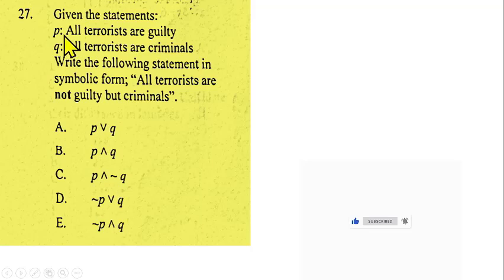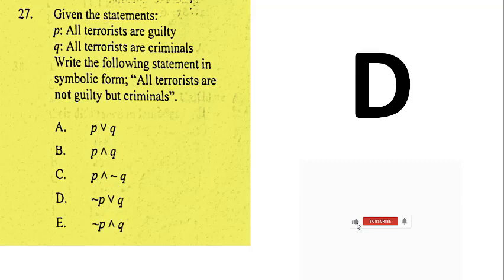We are given the statement P, all terrorists are guilty. Statement Q is all terrorists are criminals. Write the following statement in symbolic form. All terrorists are not guilty but criminals. All terrorists are not guilty, that is the negation of this proposition. So we have negation of P, and all terrorists are criminals. So that would be negation of P or Q, which is option D. So option D is the correct answer for question number 27.